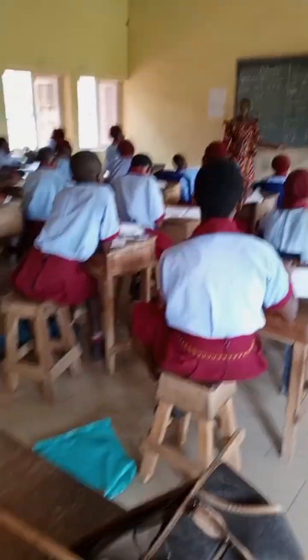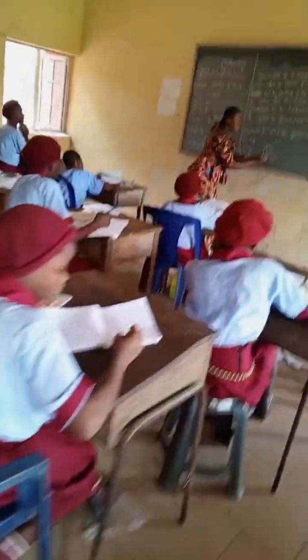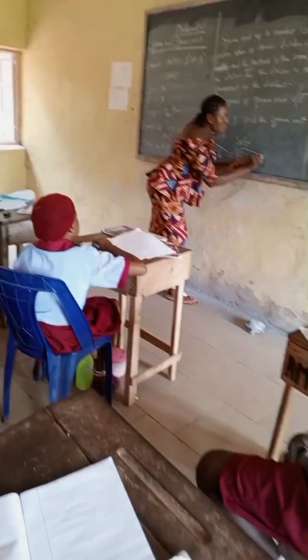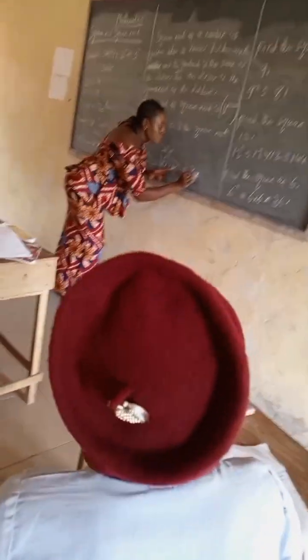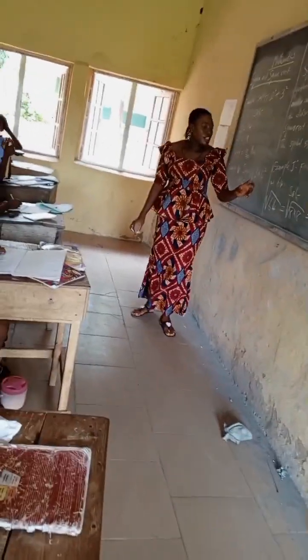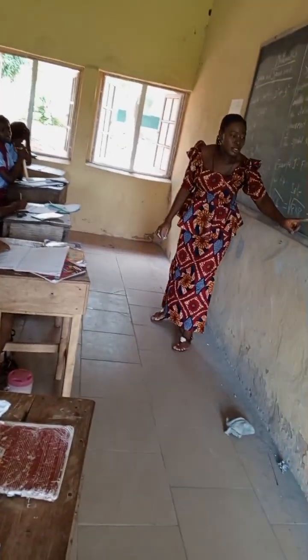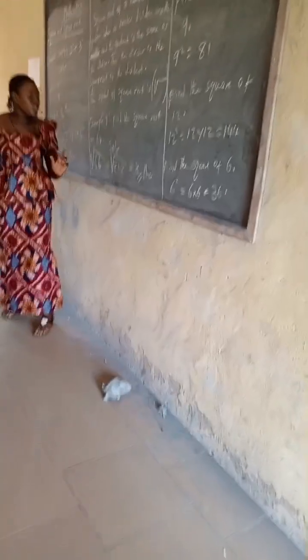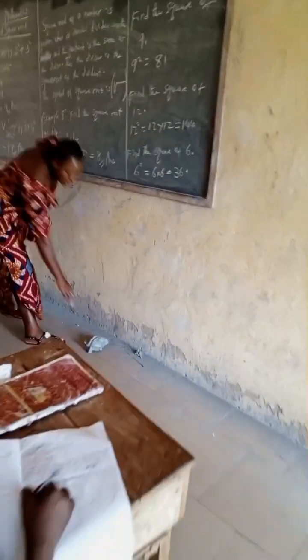Yes, 8 times 8 is 64. Which means when you have 8 times 8, you now take one 8 as the answer. So the square root of 64 is what? 8. And if you use 8 to divide 64, you will get what again? 8.